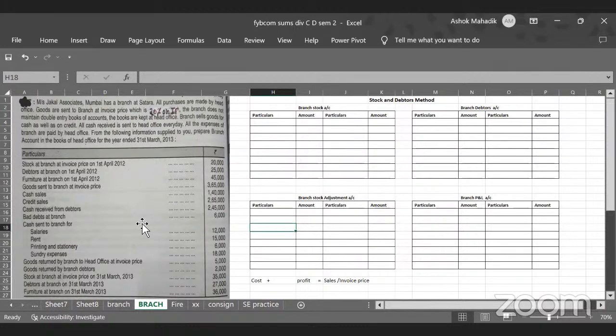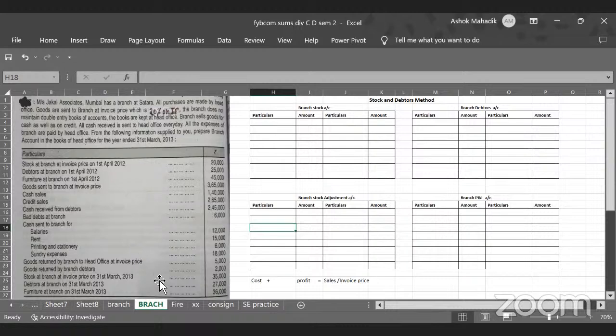Messrs. Jackal Associates, Mumbai, has a branch at Satara. All the purchases are made by head office. Goods are sent to branch at invoice price, which is 20% on profit. Profit is 20% on invoice price. Some mistake is there. Rather I should say profit is 20% on invoice price.